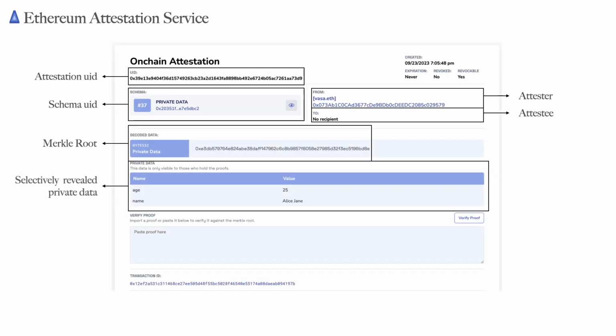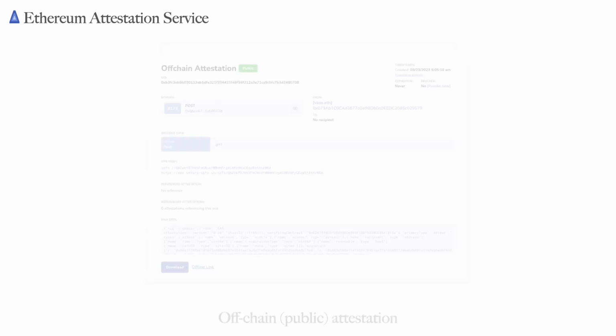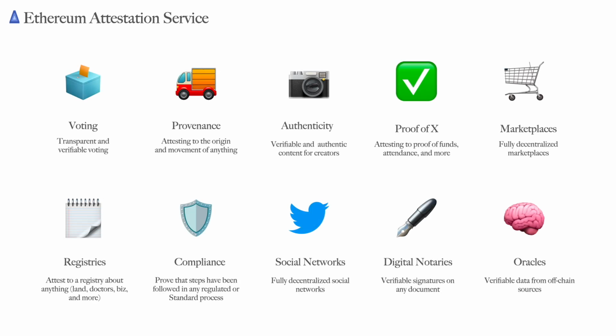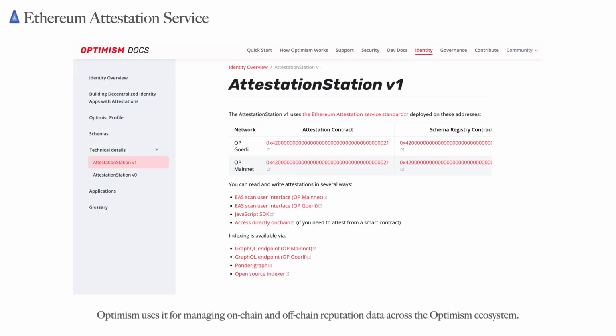To summarize what we have learned till now, we saw how to use the EAS scan website to create on-chain, off-chain, and private attestations. These examples just scratch the surface of what you can build with EAS. There are many more use cases that you can explore. EAS is being used by many projects in the Ethereum ecosystem already.